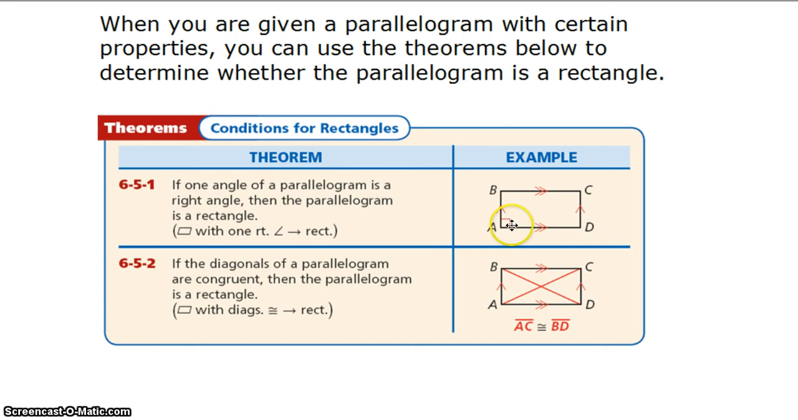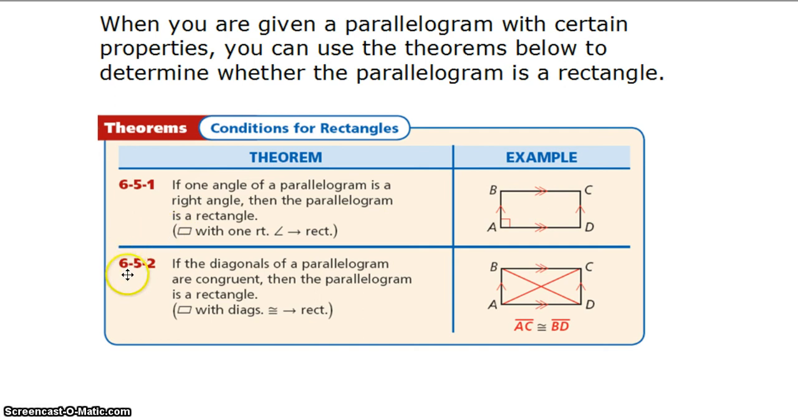Okay, so remember with parallelograms that they are supplementary with their adjacent angles. So if angle A is 90 degrees, angle B must be 90 degrees, and angle D, and so forth. So we have one right angle is all you need to know for your parallelogram.